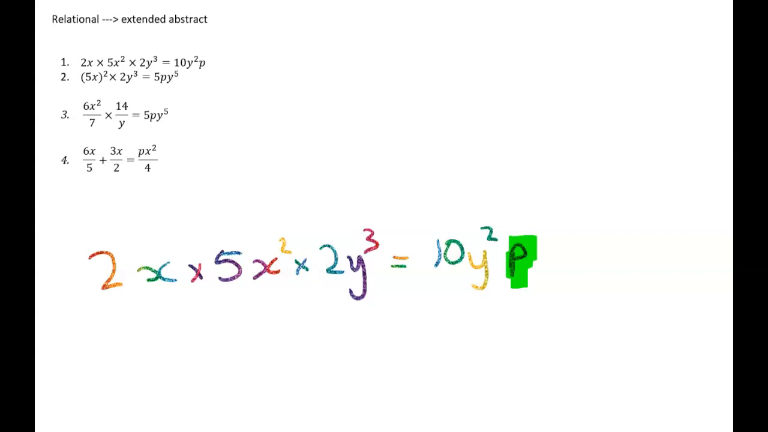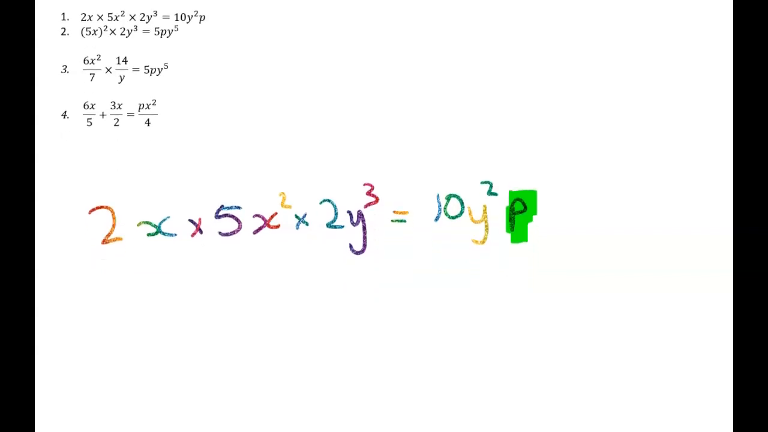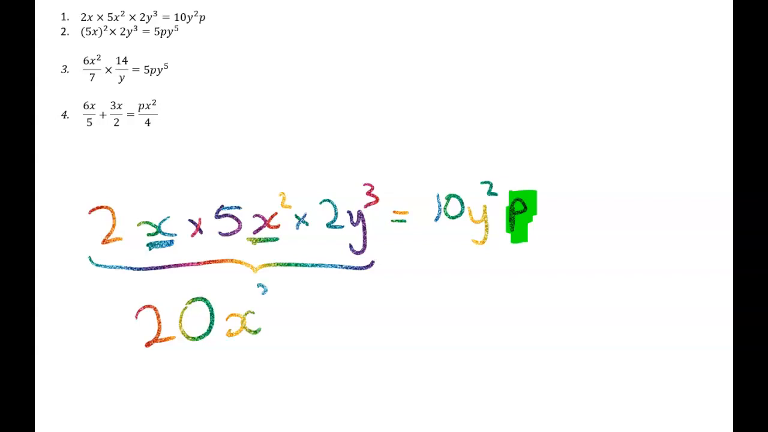So the first step is to clean up all of the mess we've got on the left-hand side here, right? So this is the left-hand side of the equation. Working first with the numbers, I get 2 times 5 times 2, which gives me 20. And now I've got x times x squared. So that's x to the power of 3, because the bases are the same. And when the bases are the same, that means that I can add the powers. We've got an invisible 1 here. x is the same as x to the power of 1. And then we've got times y cubed.